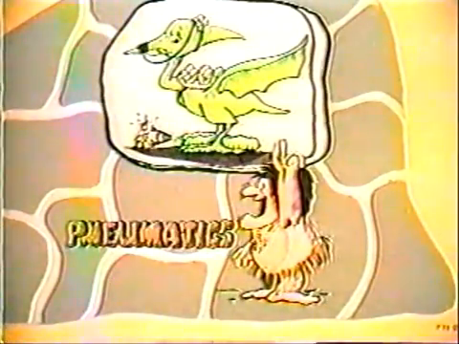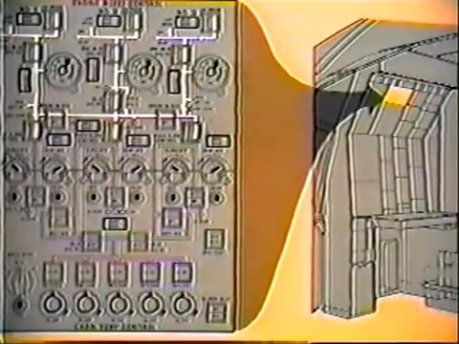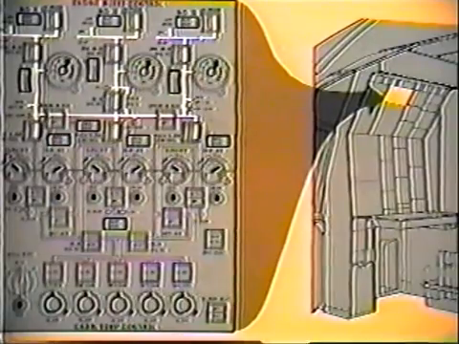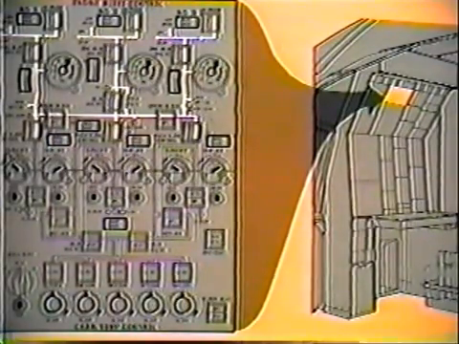The pneumatic system. The pneumatic system control panel is located at the center of the second officer's upper panel.